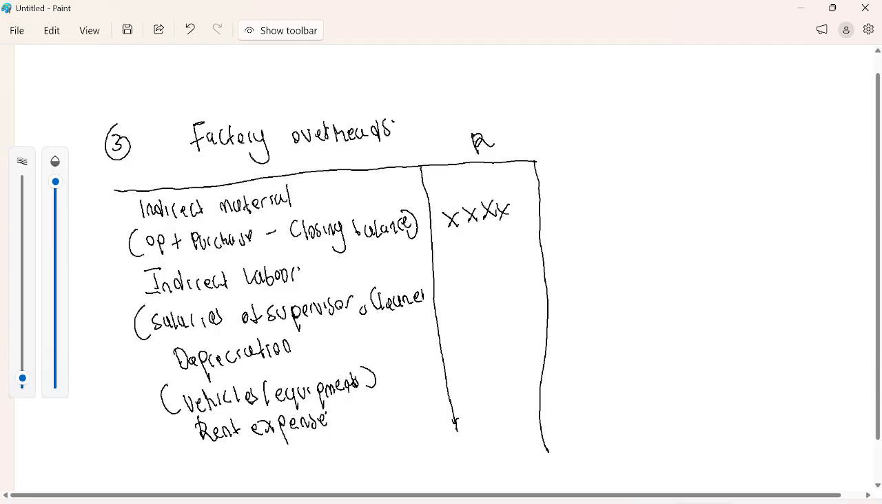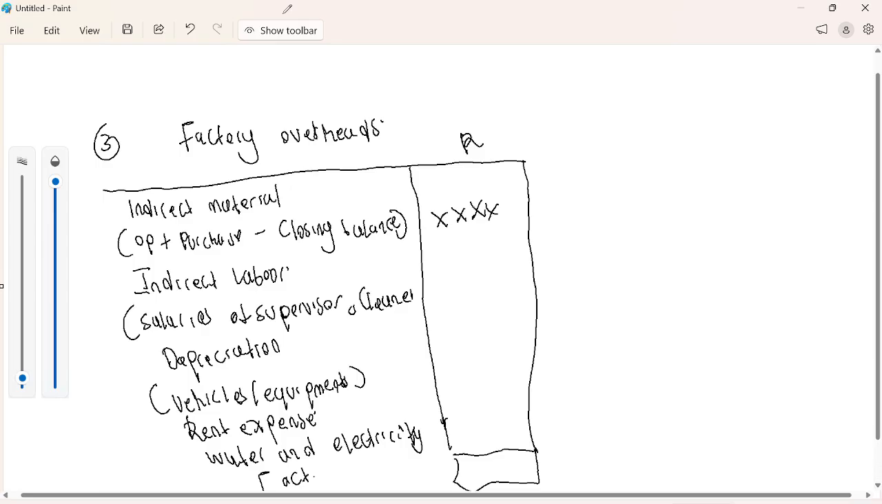And then rent expense, the portion of the factory, and then we have water and electricity. Make sure that they relate to the factory, and they are within the financial period, right? And then the total here will give us the total factory overheads. So guys, please make sure it is within the financial period. Please, guys, make sure, right?